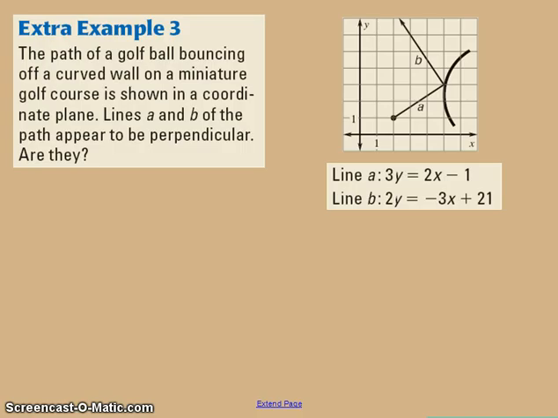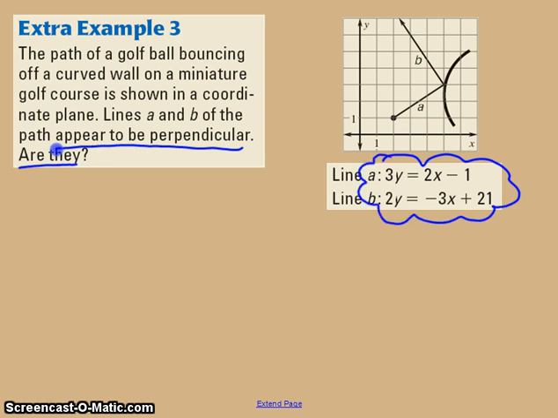It's fine. So in this example, it's a story problem. It's asking you the path of a golf ball bouncing off a curved wall on a miniature golf course is shown in a coordinate plane. Lines A and B of the path appear to be perpendicular. Are they? Don't tell me that yes, they are, because they do look it. They gave you the equations of the line. Guess what you need to do? Find the slopes.